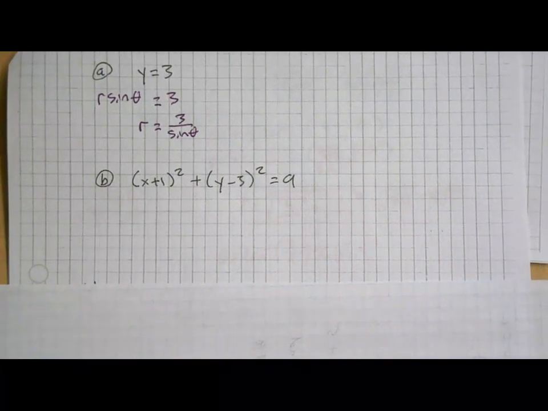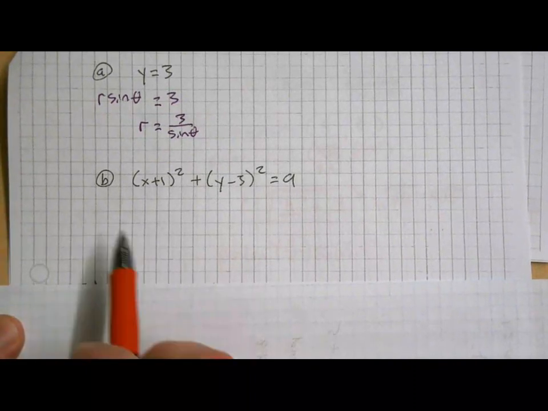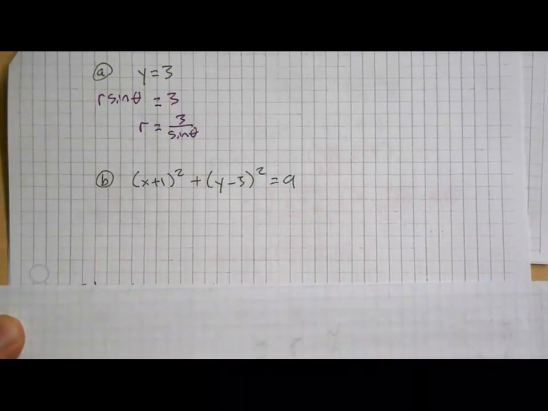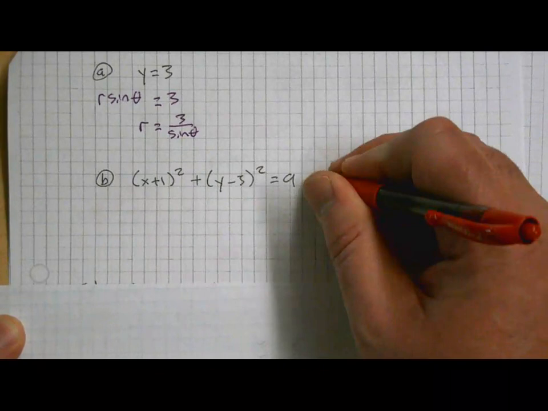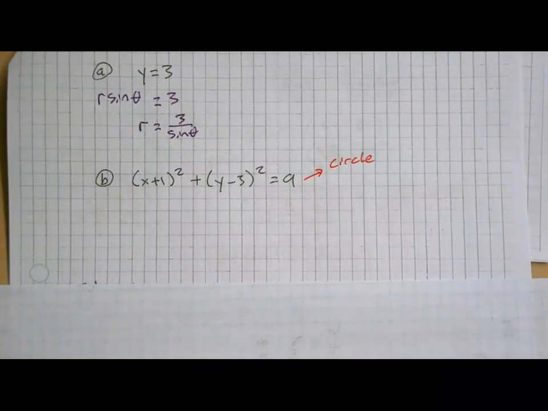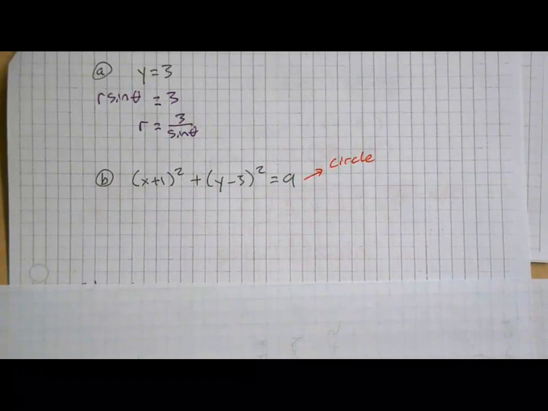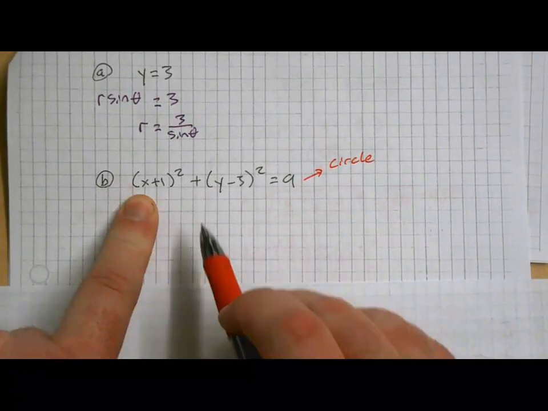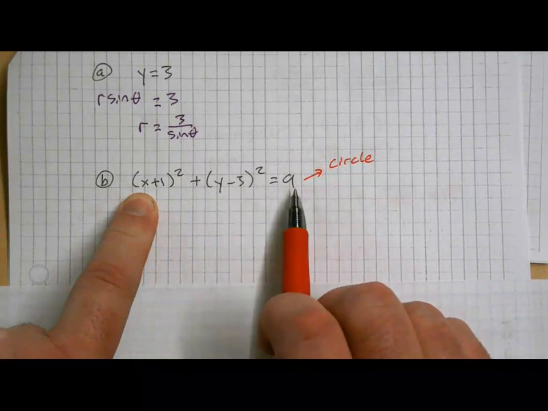But anyways, I would like you to know that this format of an equation is a circle. I would just like you to know this. This is for your own good. You're going to run into these in calc next year. That's a circle. How do I know it's a circle? Because it's got an x squared and a y squared being added together, and it's equal to some constant.